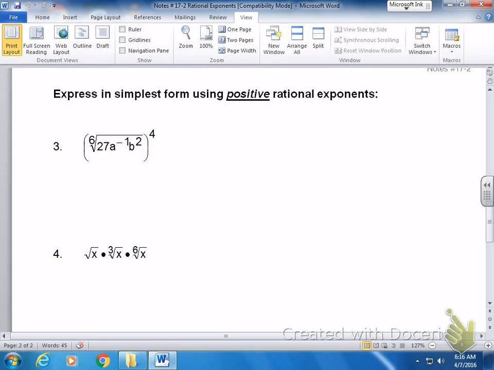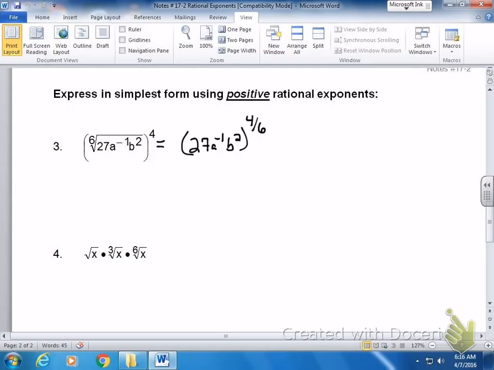So number 3, I have in parentheses 6 roots of 27a to the negative 1b squared, close parentheses, to the 4th. The first thing I'm going to do is rewrite it. Everything that's under that radical sign is like the b in our formula. So I'm just going to go ahead and write 27 a to the negative first, b squared. But I'm going to go ahead and put that in parentheses, because that's a whole big expression. I don't want to attach anything to just one piece. And then I'm going to rewrite the exponent. Let's see, that's going to be 4 over 6.